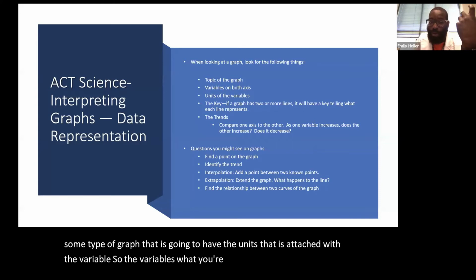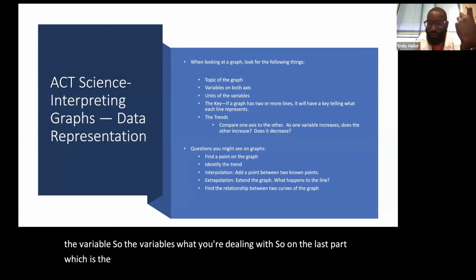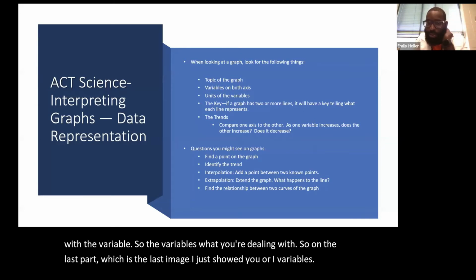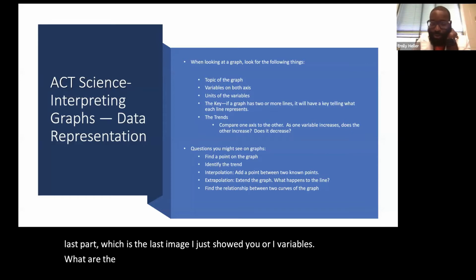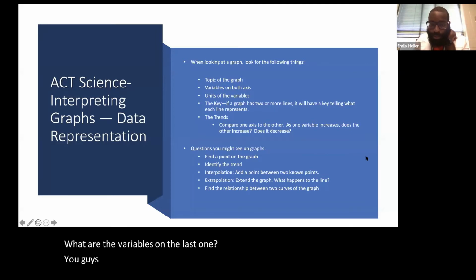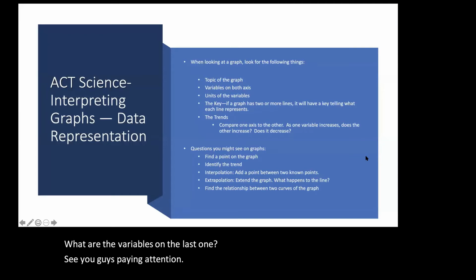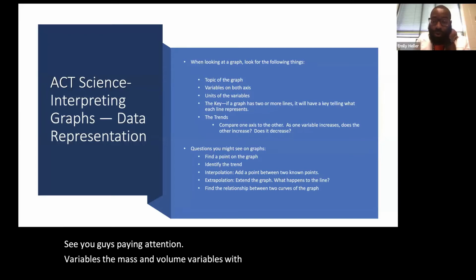So on the last image I just showed you, what were our variables? What were the variables on the last one? See if you guys are paying attention. Are the variables the mass and volume? The variables were mass and volume, right? What were the units of those variables?